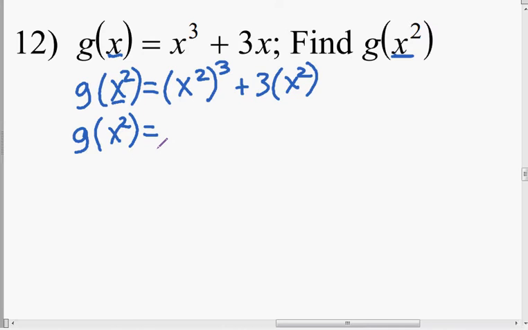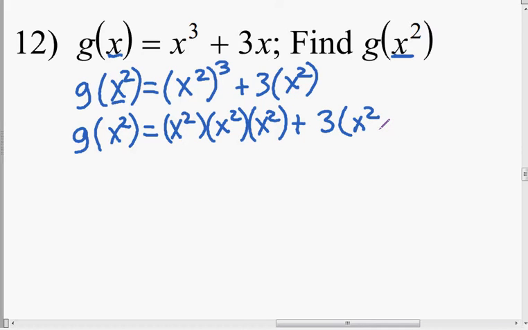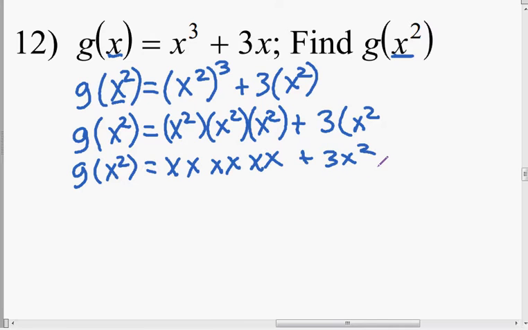g of x squared equals, you'll have to think back for this one. I'm going to say third power means x squared times x squared times x squared plus 3 times x squared. And my x squareds now, I'm going to take an additional step in here. If you remember how to do this, you don't necessarily need to put this step in, but x squared means x times x. The second x squared means x times x. And the third x squared means x times x. And I still have plus 3x squared.